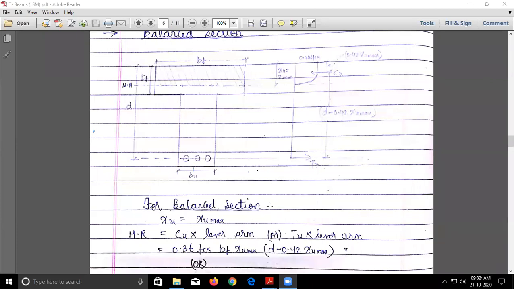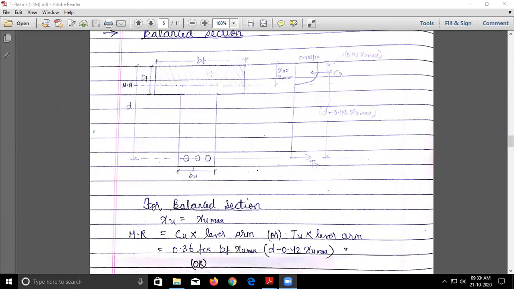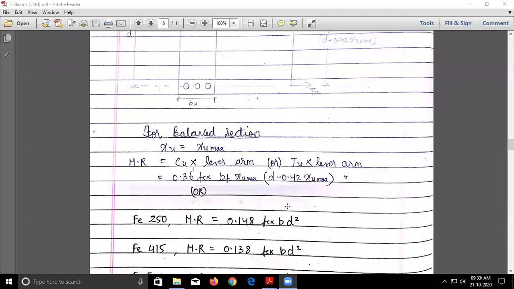So now MR is given by Cu into lever arm or Tu into lever arm. So it is given by 0.36 fck B. Remember, B in this case will become the width of the flange, Bf. So this is the only change. The rest of the equation remains the same. 0.36 fck B into xu max into d minus 0.42 xu max. So this is the equation for MR for a balanced section.